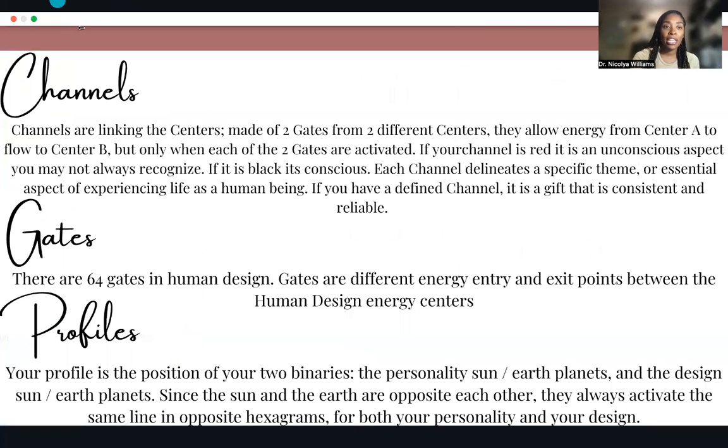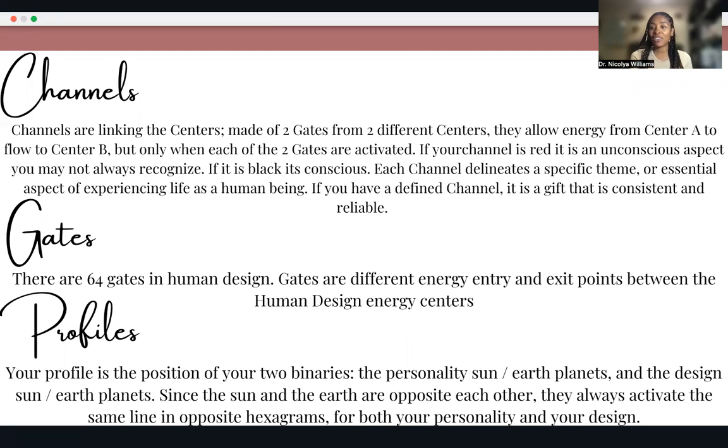So let's break down some of the other pieces that we briefly looked at when we were looking at your chart. Channels are linking the centers. They link two different gates together and they allow that flow of energy. These are where the gates are activated and they create that channel. If the channel is red, it's unconscious and you may not always recognize that you have access to that. If it's black, it's more conscious. Each channel delineates a specific theme or essential aspect of experiencing life as a human being.